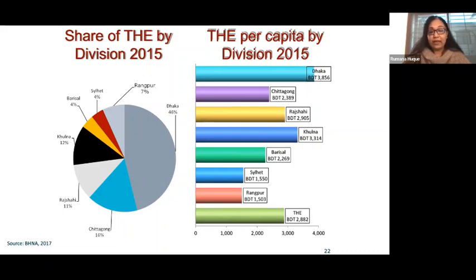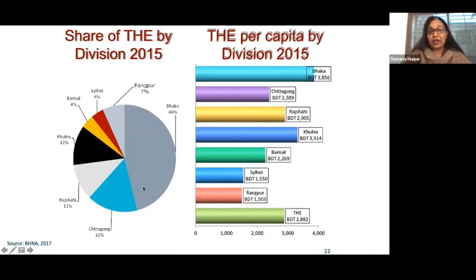But if we then look into the right hand side, the total health expenditure per capita by division, then you can also see that per head expenditure also varies across these divisions. And here again, the highest per capita total health expenditure is in Dhaka, which is around 4,000 Bangladeshi taka, followed by Khulna, it is 3,300.